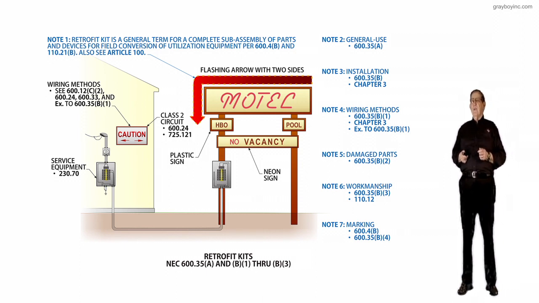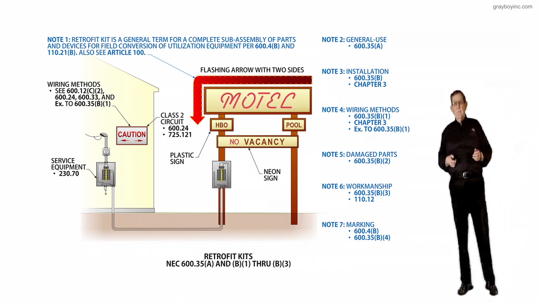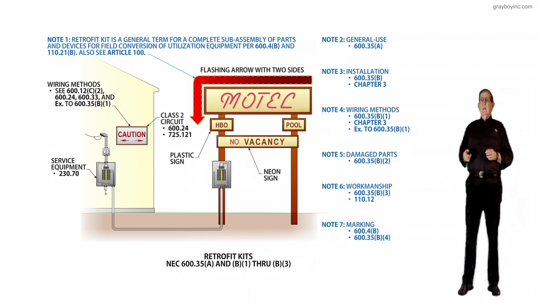Workmanship. Now we know 110.12 deals with workmanship and addresses how the NEC, if we design and install by it, we can have good workmanship, if we install the systems as this section calls for. And then 600.35(B)(3) deals with workmanship of the sign and so forth.